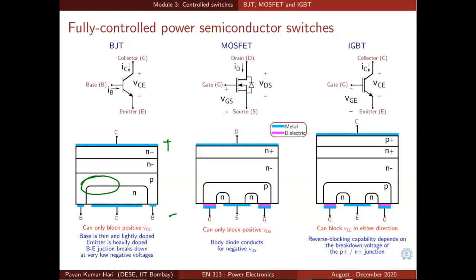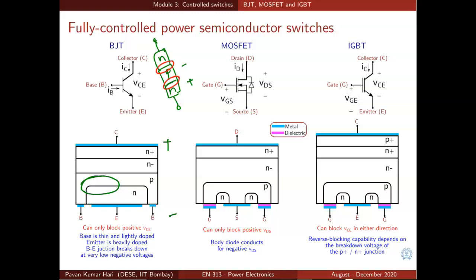We all know that when we have a PN structure like this, voltage in this direction can be blocked. So intuitively, when we have an NPN, we tend to think that positive voltage can be blocked by this junction because it's the other way, and negative voltage can be blocked by this junction. So we tend to think that this NPN device can block in either direction.